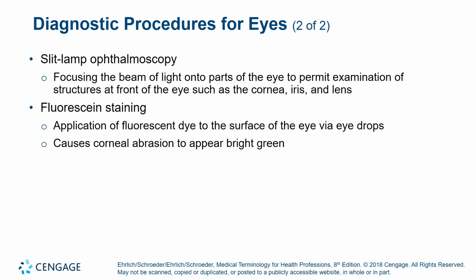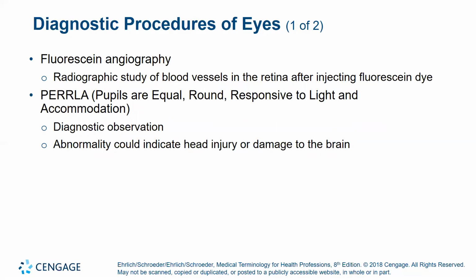And then we have fluorescein staining, application of fluorescent dye to the surface of the eye by eye drops. This does cause corneal abrasion to appear bright green when they put this fluorescein staining in. We have fluorescein angiography. This is a radiographic study of blood vessels in the retina after injecting a fluorescein dye.